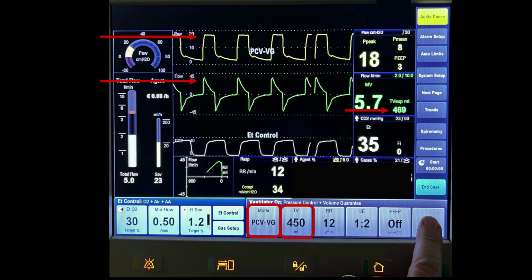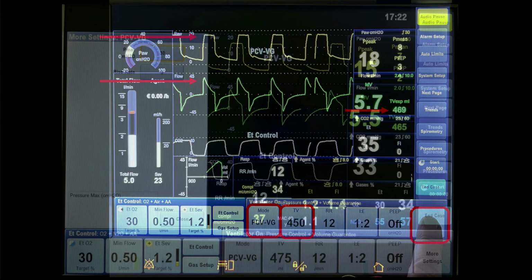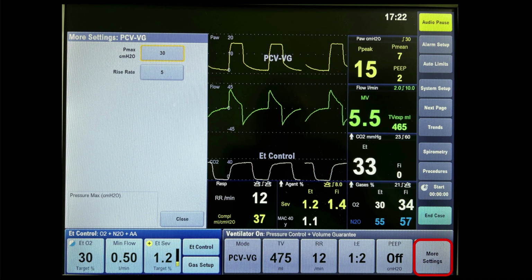To check the maximum pressure level, I push the More Settings button on the screen and a new pop-up screen turns up. And here it is. This pop-up box gives you only 2 options because I'm using control. There is an SIMV version also, and so you'd have to deal with all the pressure support stuff with that. But here all we have are 2 things, and the key setting here is the Pmax, and I have set it at 30 centimeters of water.